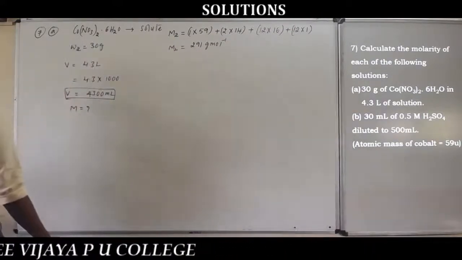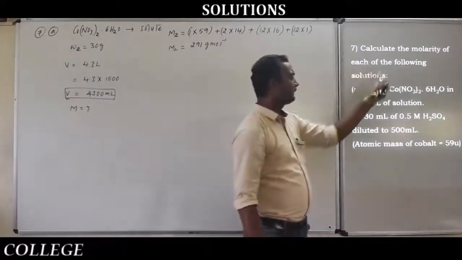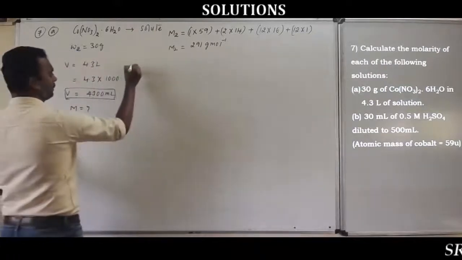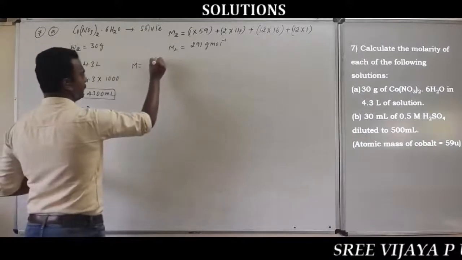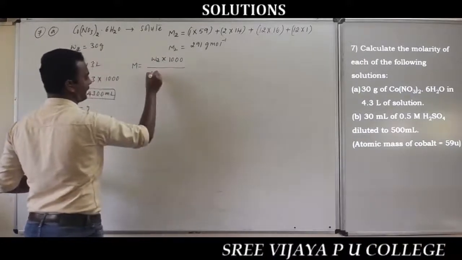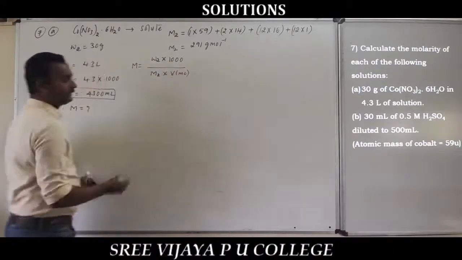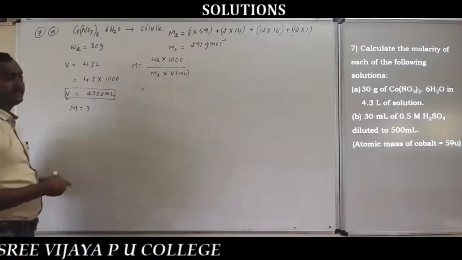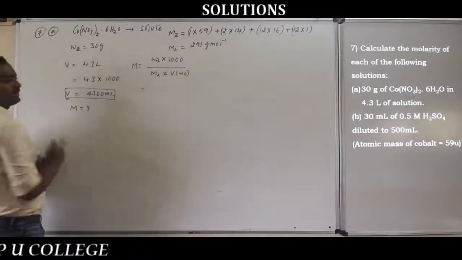So now our intention is to calculate the molarity of each of the solutions. In problem 7A, molarity capital M is equal to, what is the formula? W2 into 1000 whole divided by capital M2 into V in ml. So what is the mass of solute? The solute is cobalt nitrate dot 6H2O. That acts as the solute. The mass of solute is W2.